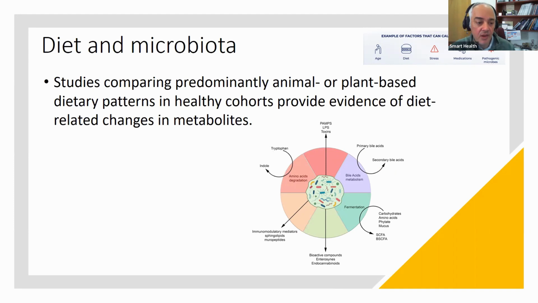A lot of studies have compared the effect on the metabolites within healthy cohorts. A cohort means it's a group of individuals that go into a study. So, healthy individuals can have an animal-based diet or a plant-based diet, and that is one of the biggest comparisons in scientific studies that have proven that diet is related to specific changes in metabolites.